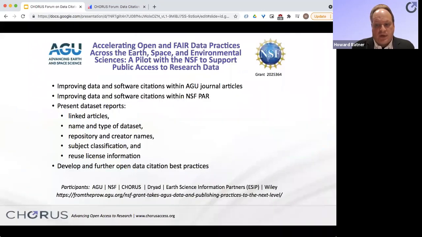Most recently, in 2020, Chorus was named in a two-year NSF grant awarded to the American Geophysical Union to implement FAIR data practices across the earth, space, and environmental sciences. Specifically, the scope of the work is about data citations in AGU content for research funded by NSF grants. These are going to be captured in an upcoming version of the NSF Public Access Repository, which some people call PAR 2.0. So Chorus helps by presenting customized data set reports over the two-year project, including linked articles, name and type of data set, repository and creator names, subject classifications, and reuse license information. We help AGU and others improve their data citation deposits into the NSF PAR, and we also help to develop and further open data citation best practices.